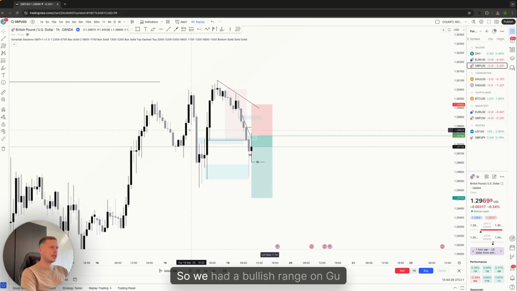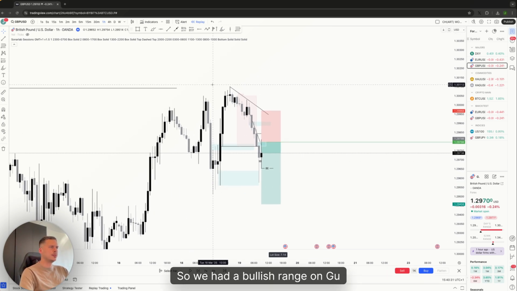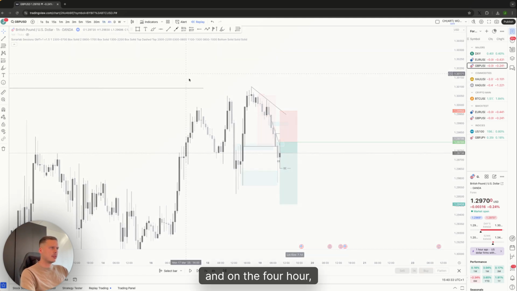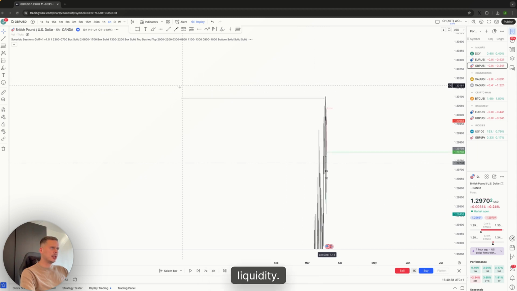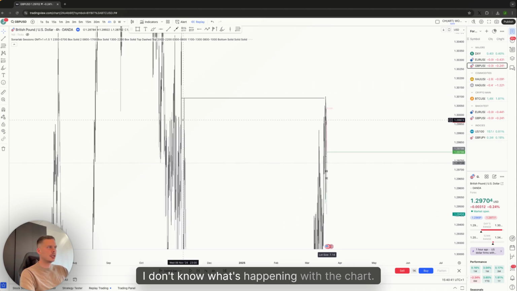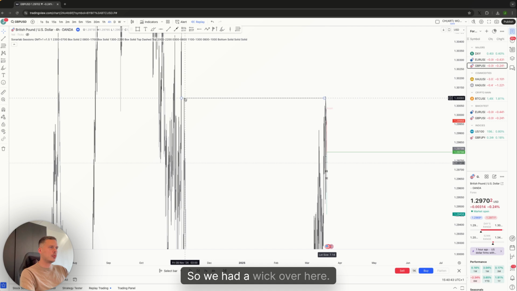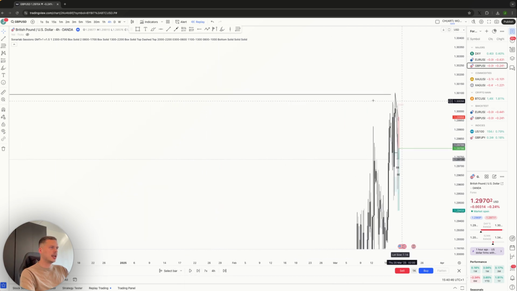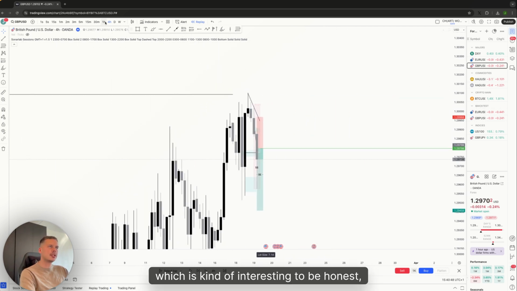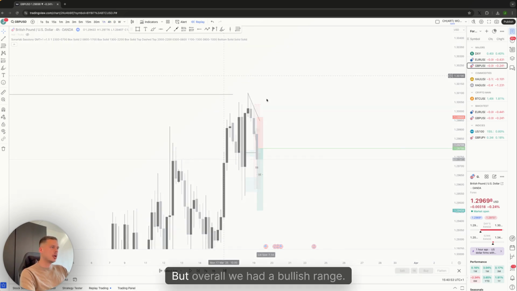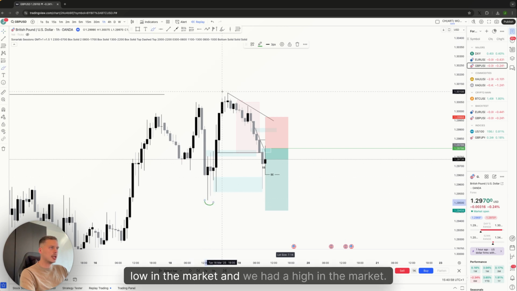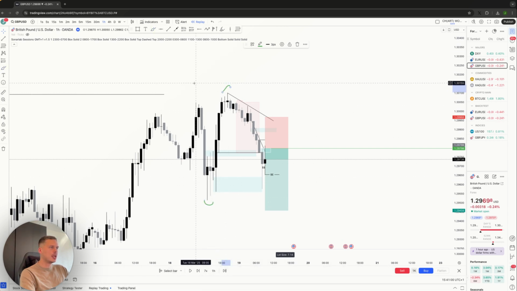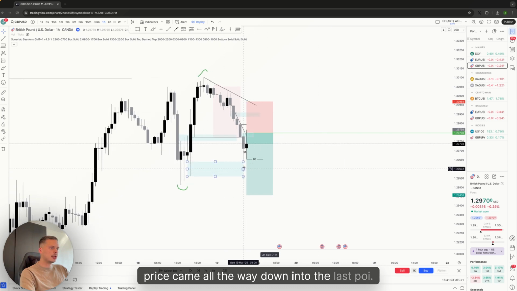So we had a bullish range on GU, and on the 4 hour we can see, if it's loading, yep, it's loading. There was some liquidity. There it is. So we had a wick over here. We took out that wick, which is kind of interesting, because it has taken at least some liquidity from the market. But overall, we had a bullish range. We had a low in the market and we had a high in the market. So bullish range. Price came all the way down into the last POI.